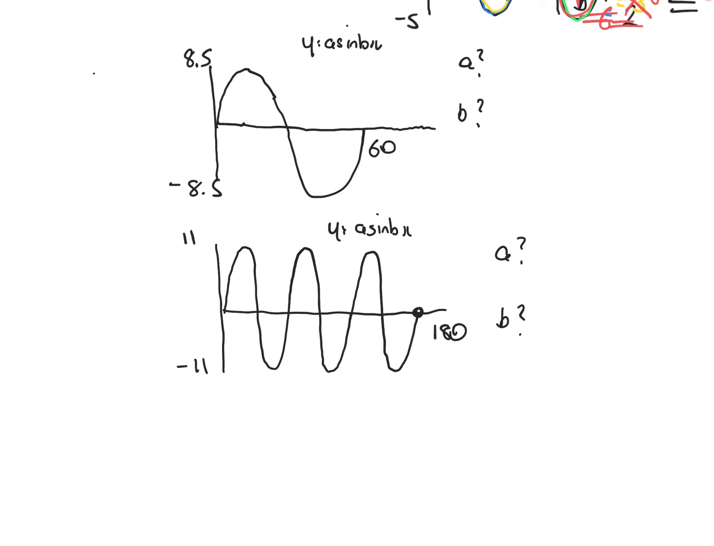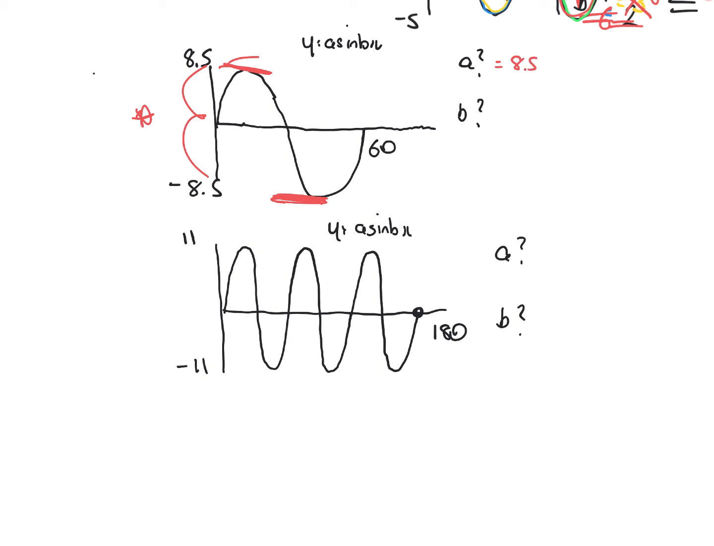Okay, here's another one, so let's focus on this one. A is the amplitude, that's half the total vertical height, so the curve goes up to 8.5 and down to -8.5, so 8.5 plus another 8.5, that's 17. Half that to get 8.5.